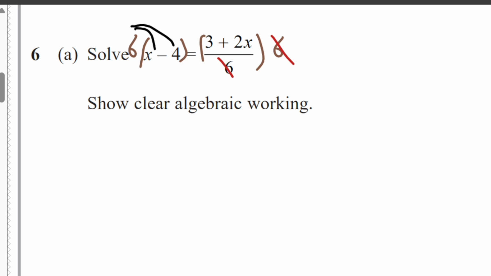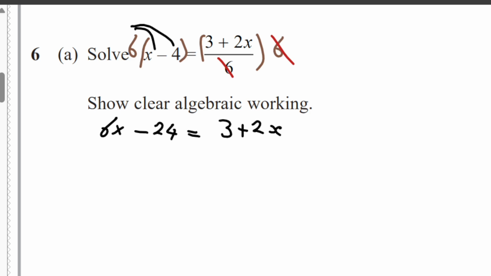One of the mistakes that many students make is they multiply the 6 only here and they don't multiply it here. This is what makes everyone lose marks. This is a bracket. You should multiply in both of them. So 6 times x is 6x. 6 times 4 is 24 equals. On the right side, the 6 is gone, so we have 3 plus 2x, which is very good.